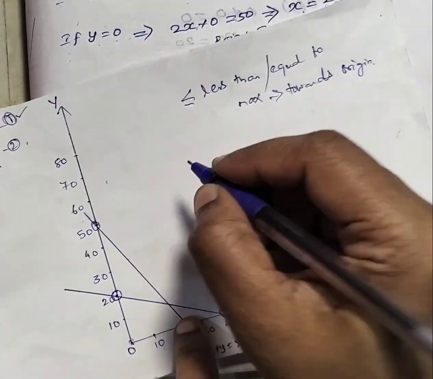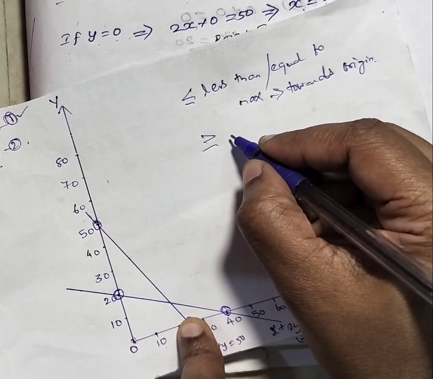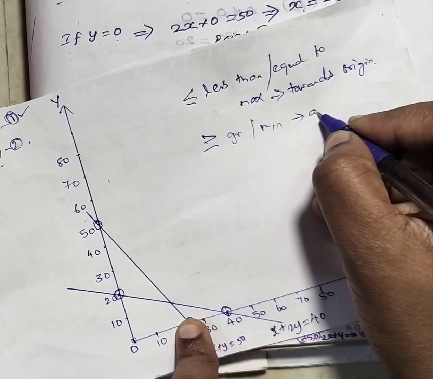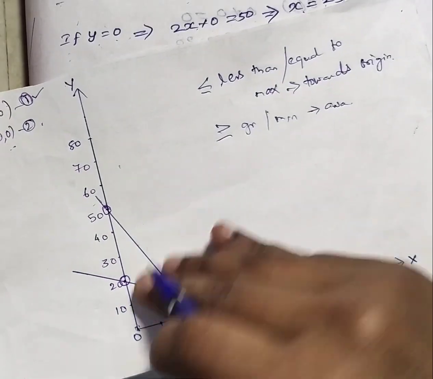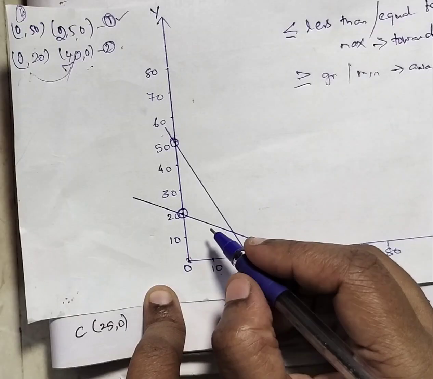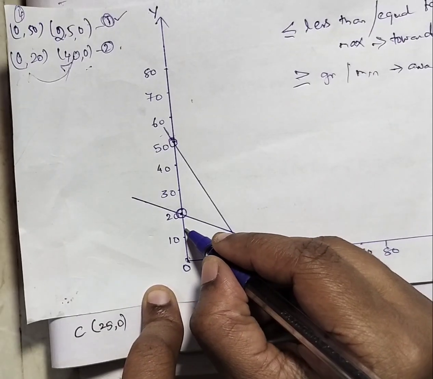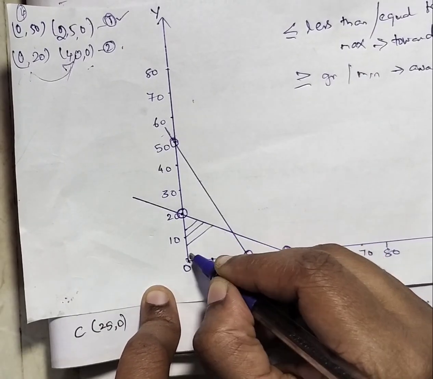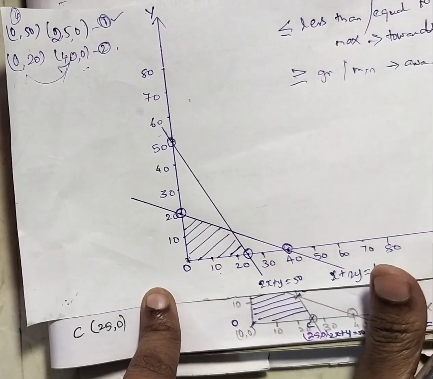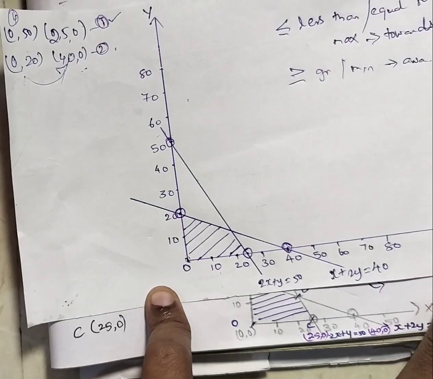If the constraint is greater than or equal to, or for minimization, the region moves away from the origin. Since this is a maximization function with less than or equal to constraints, the feasible region should be near the origin. This is the area to find the maximum number of cakes.